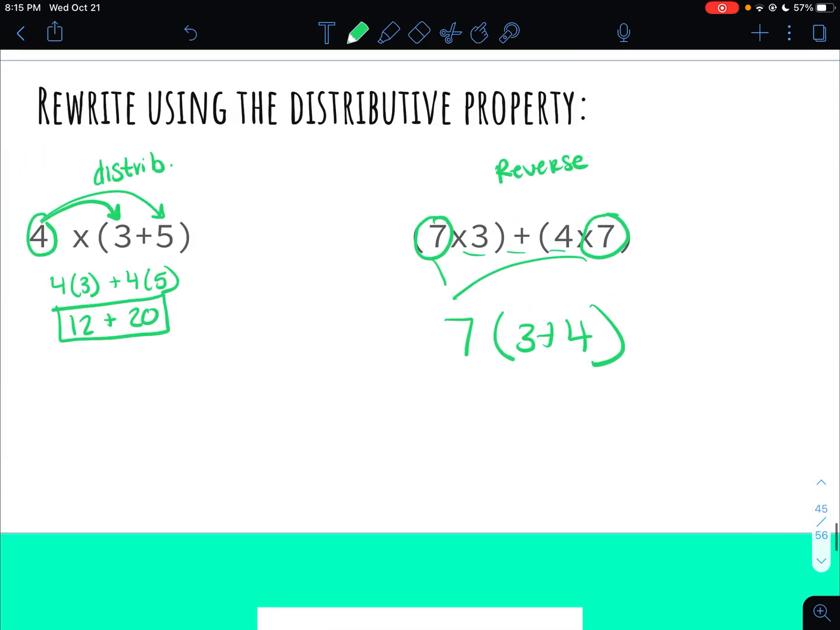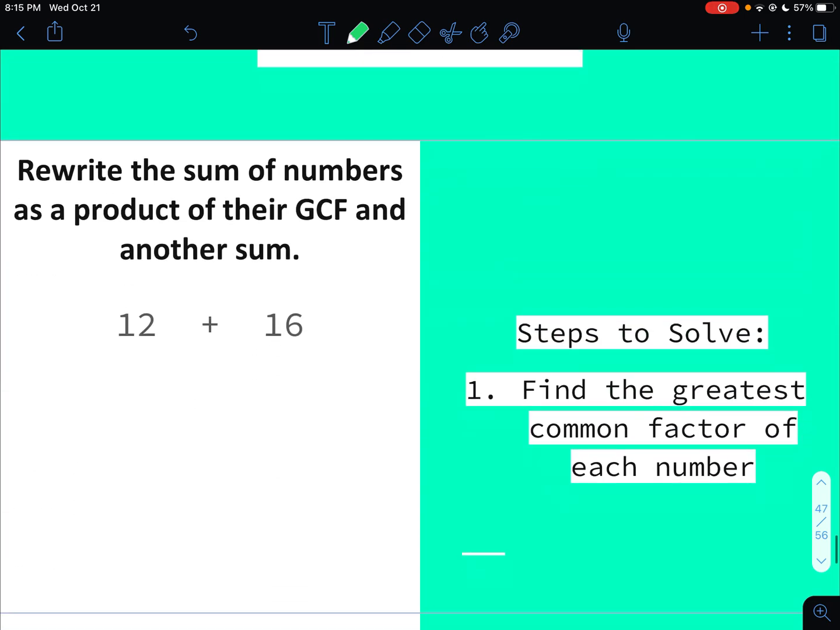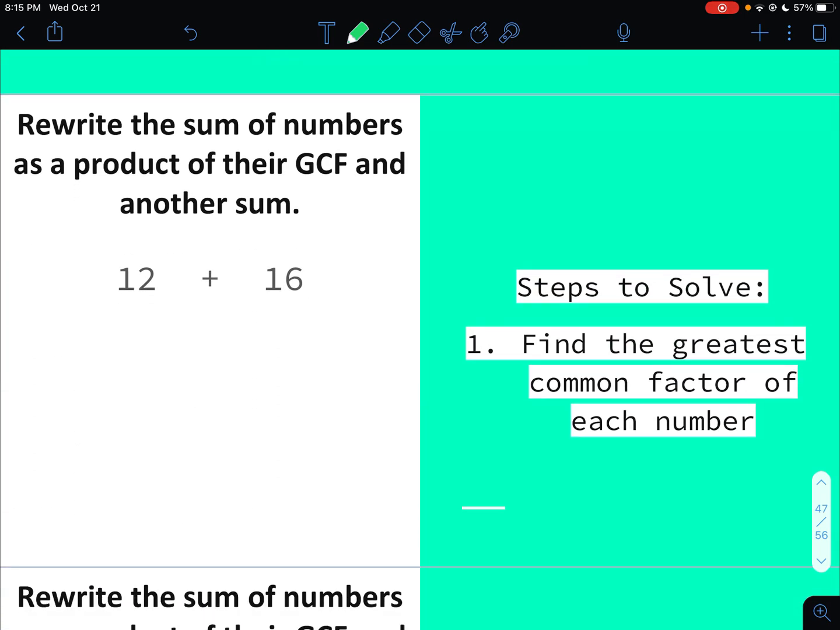So it's basically going to look like this. So a multiplication problem between the greatest common factor and another sum. So we're kind of going to do like a double reverse distributive property. Okay? So I promise, not super hard, but we're just going to put a couple skills together that you're already aware of. So it is a couple steps. So I'm going to have you rewrite 12 plus 16, and we're going to change it into a multiplication problem.